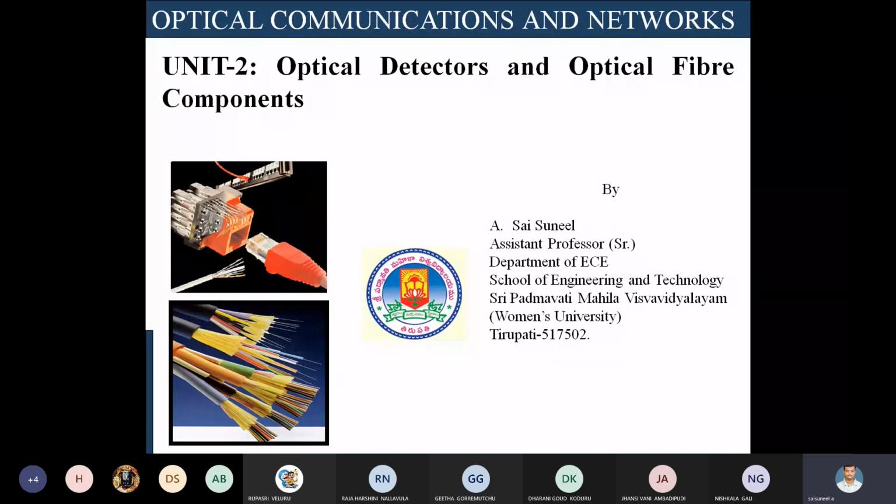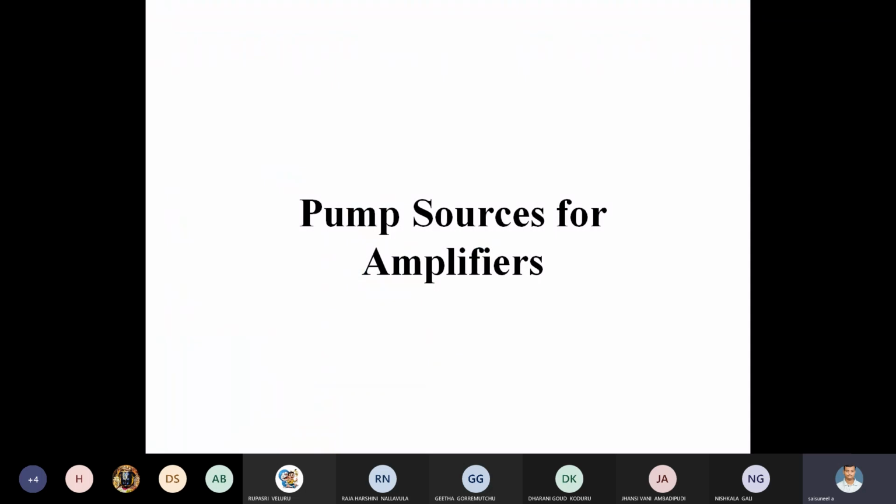Welcome to another section of optical communication networks, Unit 2, optical detectors and optical fiber components. Today we discuss the first topic, pump sources for amplifiers. What is meant by a pump source? How do we effectively utilize these pump sources in amplifier sections?